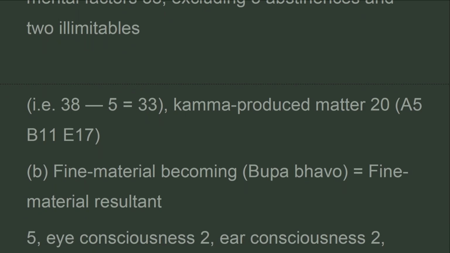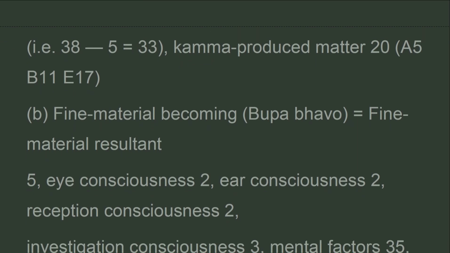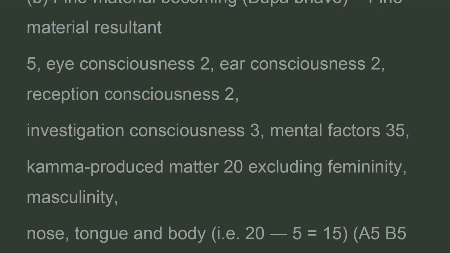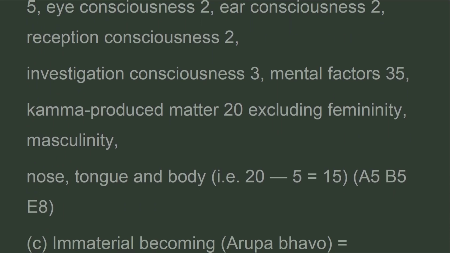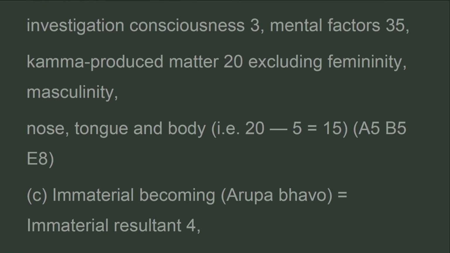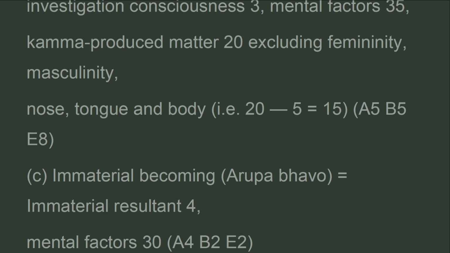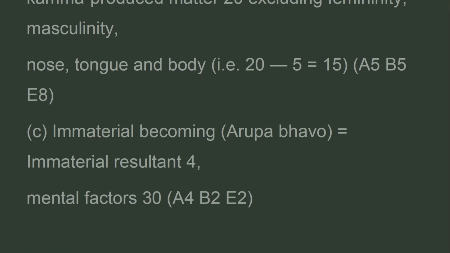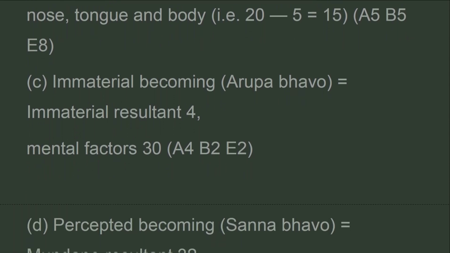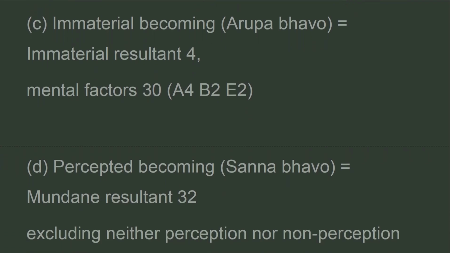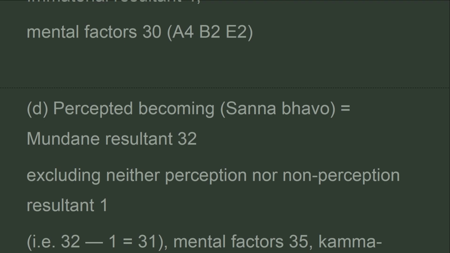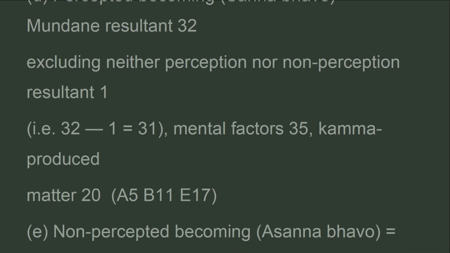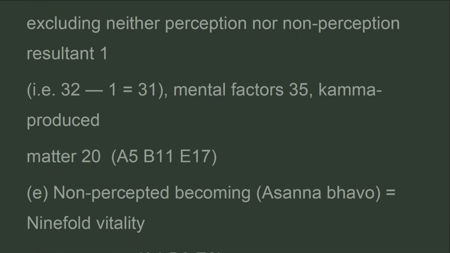Kama produced matter 20. Fine material becoming equals fine material resultant 5, eye consciousness 2, ear consciousness 2, reception consciousness 2, investigation consciousness 3, mental factors 35, Kama produced matter 20 excluding femininity, masculinity, nose, tongue, and body. Immaterial becoming equals immaterial resultant 4, mental factors 30. Perceptual becoming equals mundane resultant 32 excluding neither perception nor non-perception resultant 1, mental factors 35, Kama produced matter 20.